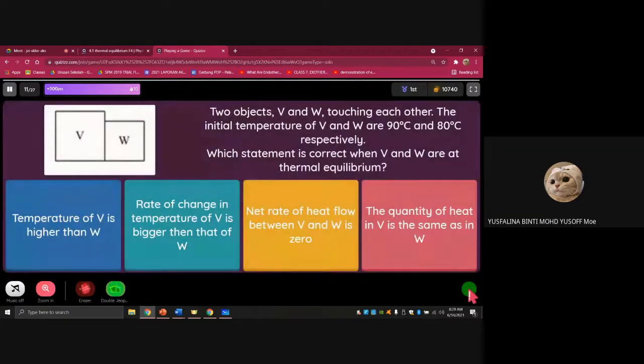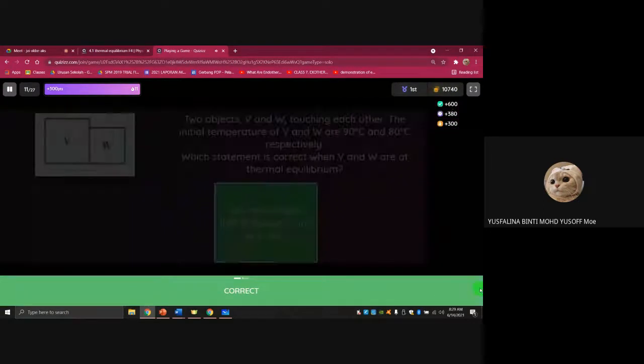Okay, 11, two objects. So this one is Nirupa. Two objects V and W touch each other and the initial temperatures of V and W are 90 and 80 respectively. Which statement is correct when V and W are at thermal equilibrium? What's the answer? Nirupa? Faster. Number 3, yes, the net rate of heat flow becomes 0.